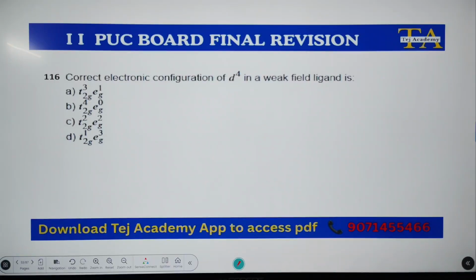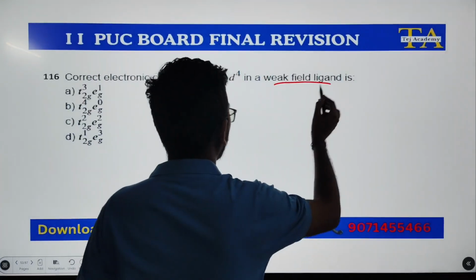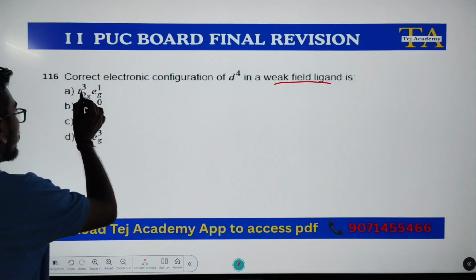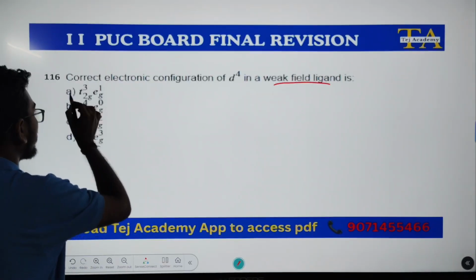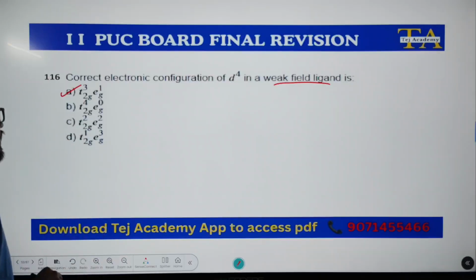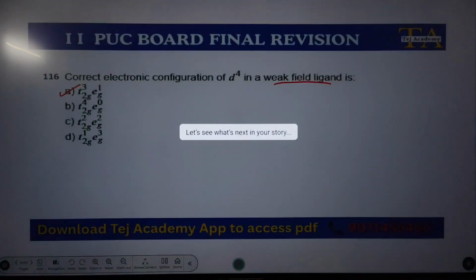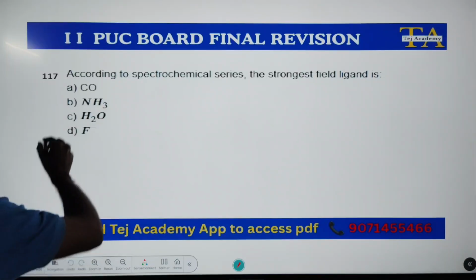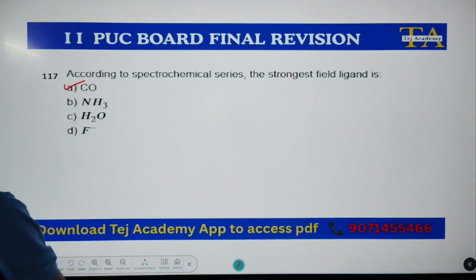The correct electronic configuration of d4 in a weak ligand is, so they are asking weak ligand, then remember, weak ligand means, easily you can identify, t2g3 and eg1. Option A is the right answer. The remaining options are not suitable. According to the spectrochemical series, the strongest field ligand among the following is carbon monoxide.